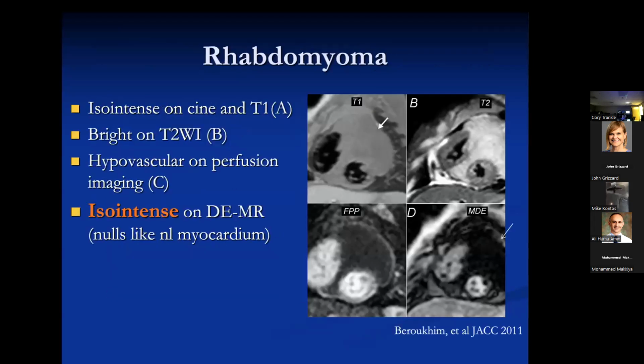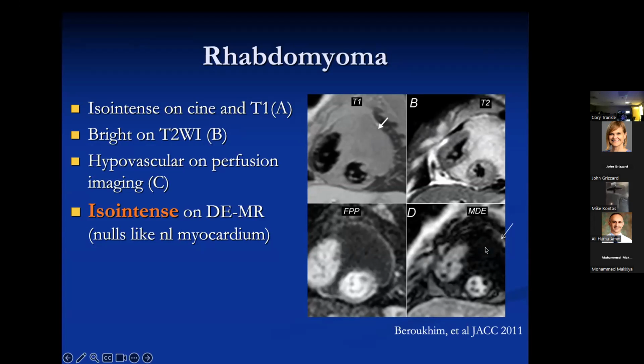Here, this is an excellent paper from Rebecca Fogel up in Boston, who coordinated a multi-center study of childhood tumors because they're so uncommon. Nobody had a lot of experience with it. But again, let's just look at this. So T1, it's iso. This is a rhabdomyoma. T2, a little bit bright, right? First pass perfusion, not really enhancing much.